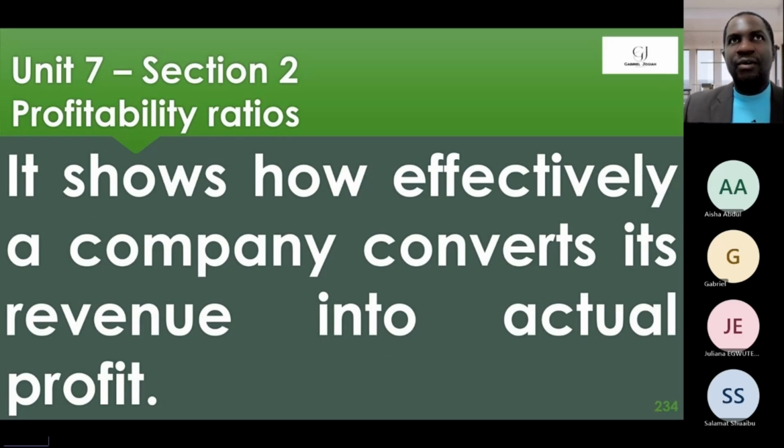So EBITDA, in my opinion, is just cash flow. Cash flow is different from profit. Take note of it. Operating profit is different from actual profit. So in my opinion, as a measure of profitability, the net profit gives a clearer picture.